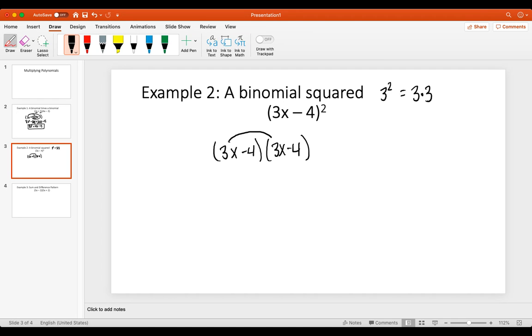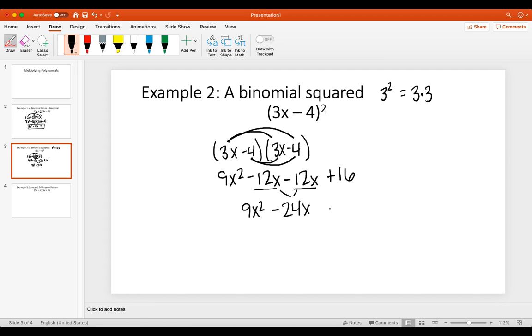I distribute 3x to both terms in my second binomial, so we end up with 9x squared minus 12x, and then we distribute our negative 4 to both terms in the second binomial, which gets me a negative 12x and a positive 16. So notice in this case that these two middle terms were both negative 12x. That will always be the case, that these will be the same anytime you take a binomial and square it. So that gets me 9x squared minus 24x when I combine these two like terms, and then plus 16.